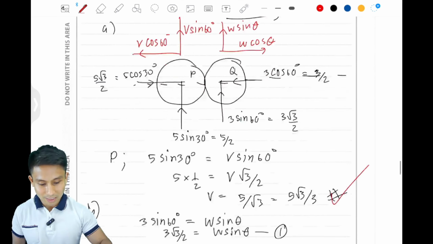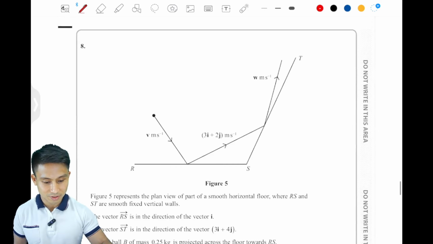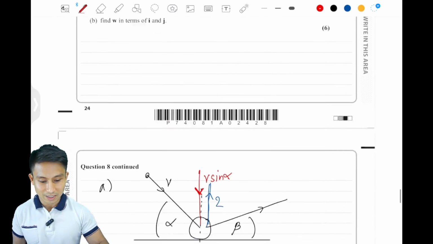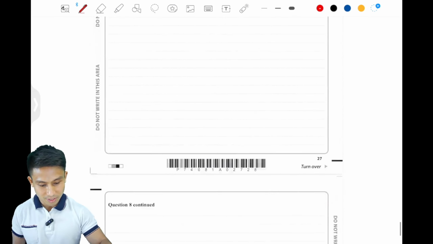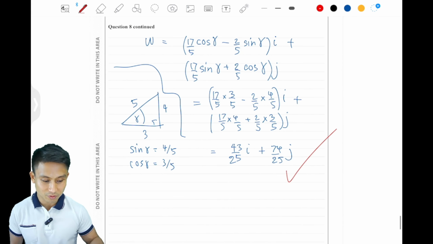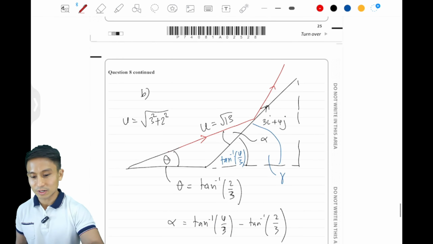And the oblique collision here, everything is good. And this one, the oblique collision with a wall, did I make any mistake? I didn't, so everything was fine. So let's do a review on the whole paper again.